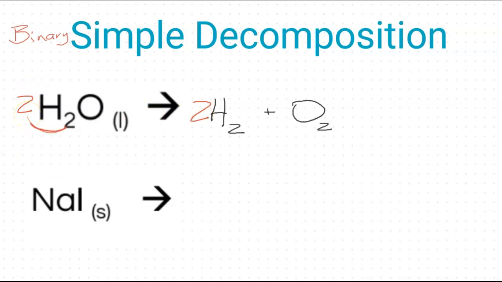I have 4 hydrogens here. I've got 4 hydrogens here. I've got 2 oxygens because it distributes, and then I've got these 2 oxygens here.